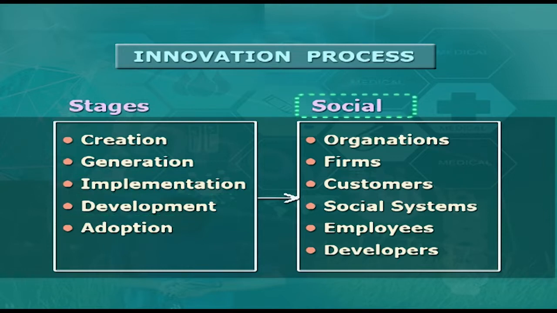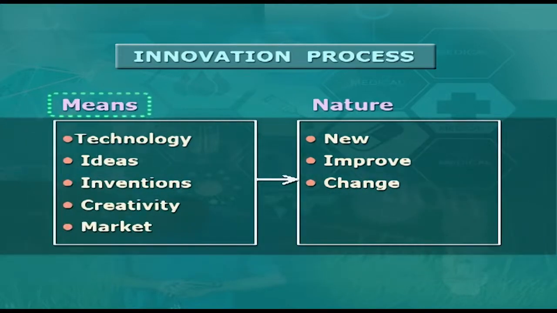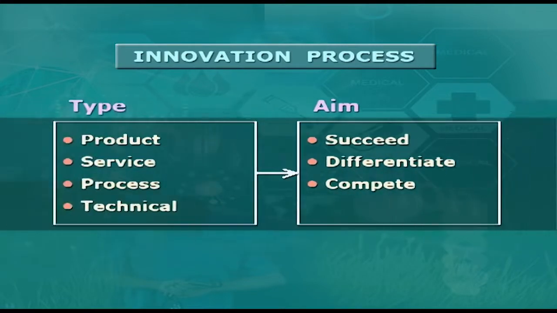The second stage is social, which involves organizations, firms, customers, social systems, employees, and developers. Third, it is affected by means, which involves technology, ideas, inventions, creativity, and market. It is also affected by nature, which involves new, improve, and change. Next is type, which includes product, service, process, and technical. And the last is aim, which involves succeed, differentiate, and compete.